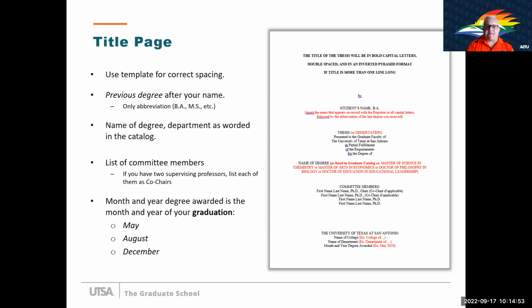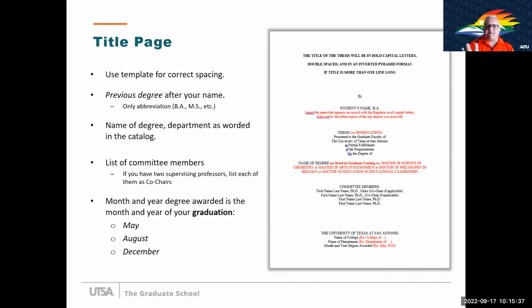After that, the last section, you have the month and the year awarded, and the month and the year degree awarded is the month and the year of your graduation. So our example in there, I think, is August of something. So you would obviously need to change that to, for this semester, December of 2022. Just understand that the date in the document is not the date that you did your final defense. It's the month and year of graduation, which is either December, May, or August.